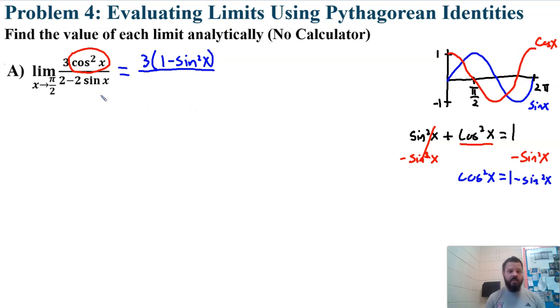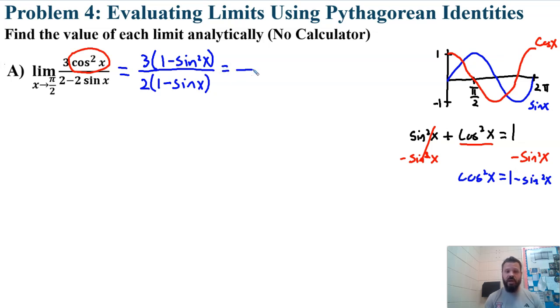And then on the bottom, we've got 2 in both terms, so might as well factor that out as well. So 2 times parentheses 1 minus sine x. And how I know I'm on the right track is notice I got rid of the cosines. Now I just have some sines that look like we could cancel. But I can't do that yet because I have a 1 minus sine squared on top and just a 1 minus regular sine on the bottom.